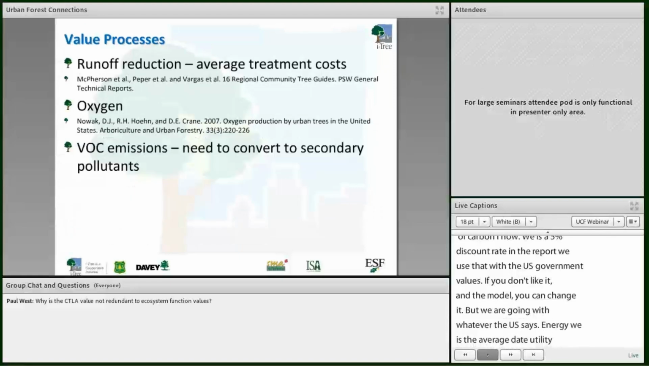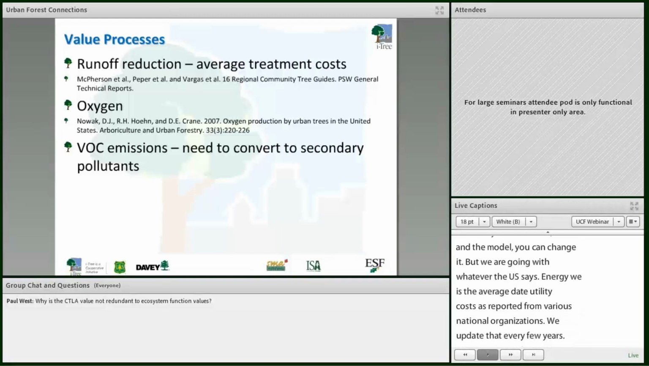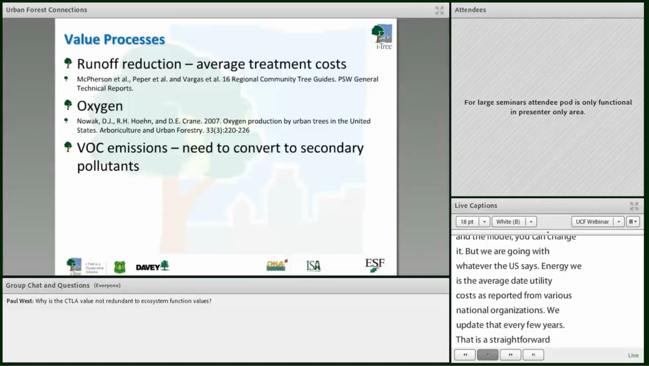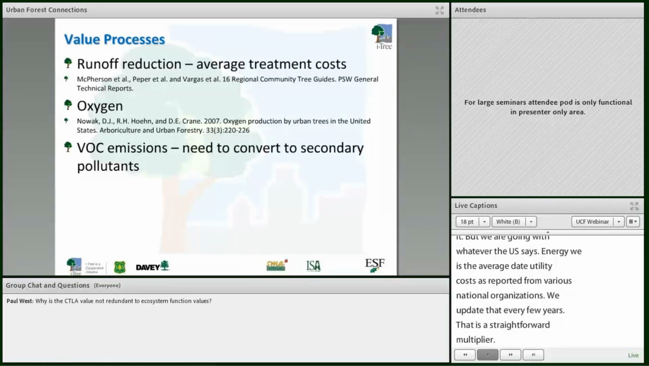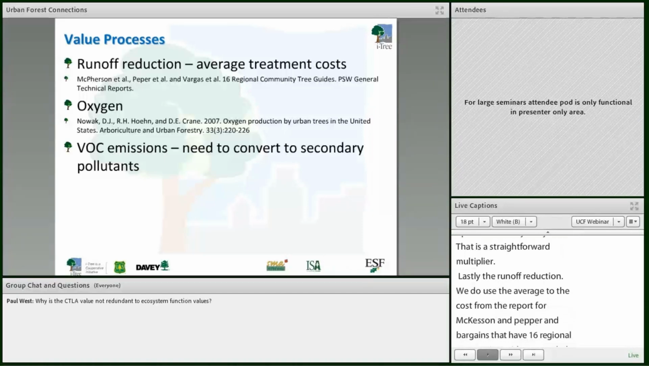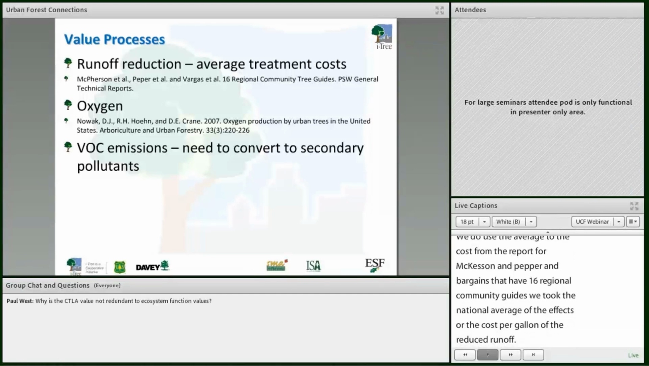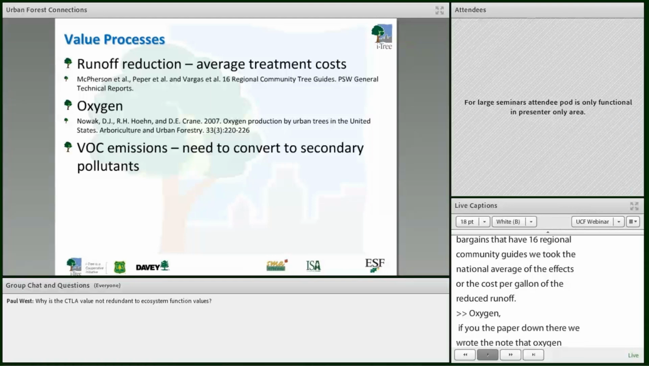That's a straightforward multiplier. Lastly, runoff reduction, we use average treatment costs from a report by McPherson, Pepper, and Vargas. They have 16 regional community tree guides. We took the national average of cost per gallon of reduced runoff. Oxygen, if you read the paper down there, we wrote that in '07. Oxygen actually has no value, and there's a reason behind that, because there's so much oxygen in the atmosphere. The marginal change in oxygen is not worth anything.